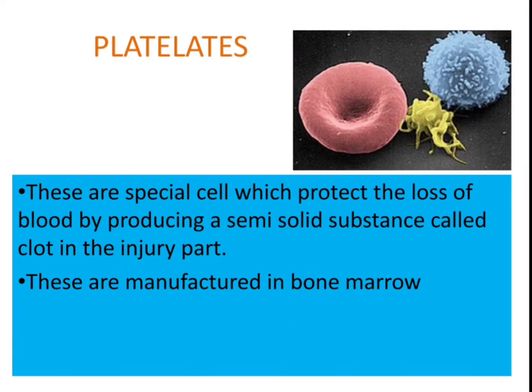Platelets. These are special cells that prevent the loss of blood by producing a semi-solid substance called a clot at the injury part. If there is an injury or cut in our body, the platelets of the blood produce a clot, a semi-solid substance, that prevents the loss of blood from our body. These are manufactured inside the bone marrow.